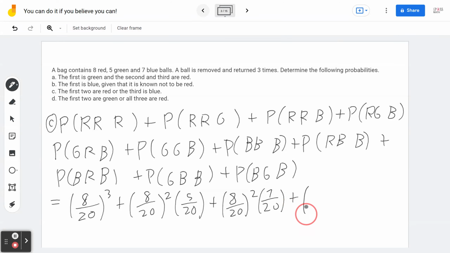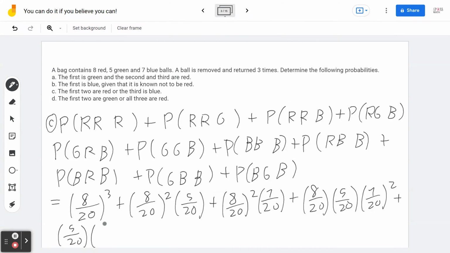I'm in case number 4 now. Again, starting with 8 divided by 20. Green, I believe, is 5 divided by 20. Blue is going to be red. So I'm done the first 4 cases. And if I keep going, you can see the pattern, right? It's going to be green, which is going to be 5 divided by 20. Red is 8. Blue is going to be 7.